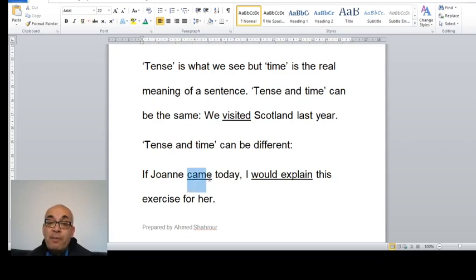What's the meaning of came? If Joanna came today, what's the meaning? It means if Joanna comes now, or maybe Joanna will come in the future. So if she comes now, or if she comes in the future, I will explain this to her. So came has two meanings. Came looks past, the tense is past, but it has two meanings. One is present and one is future.